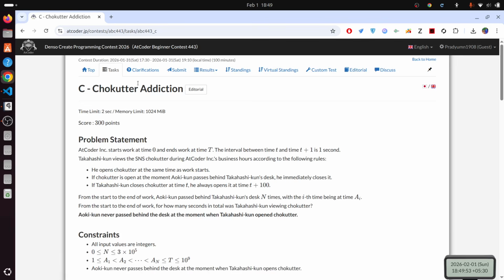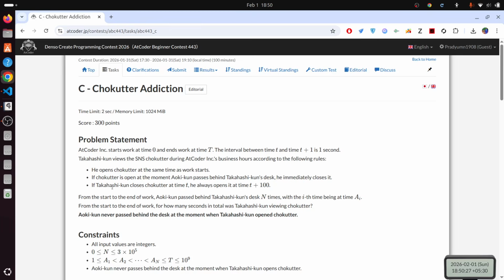Chalk-adder addiction. AtCoder Incorporated starts work at time 0 and ends work at time t. The interval between time t and time t plus 1 is 1 second. Takahashi-kun views the SNS chalk-adder during AtCoder Incorporated's business hours according to the following rules. He opens chalk-adder at the same time as the work starts. If the chalk-adder is open at the moment Aoki-kun passes behind Takahashi-kun's desk, he immediately closes it. If Takahashi-kun closes chalk-adder at time t, he always opens it at time t plus 100.